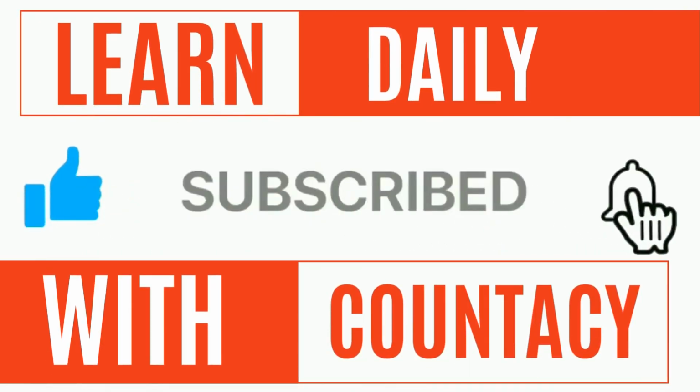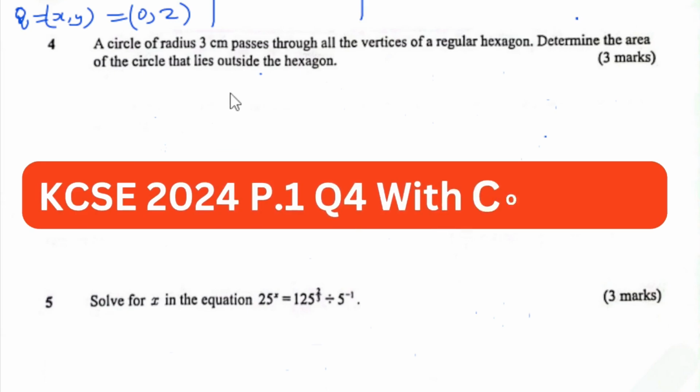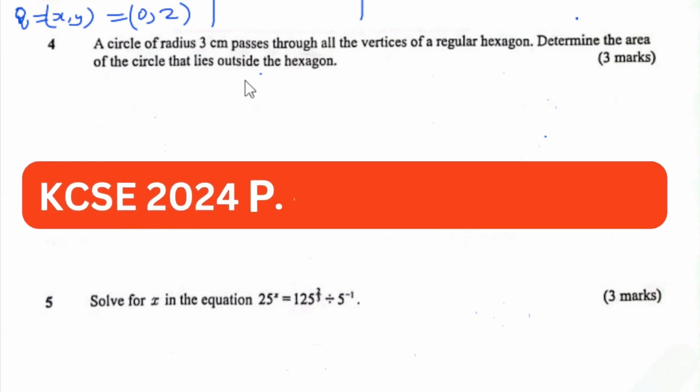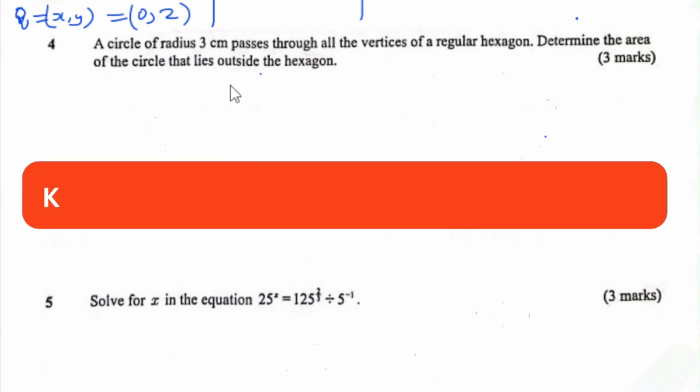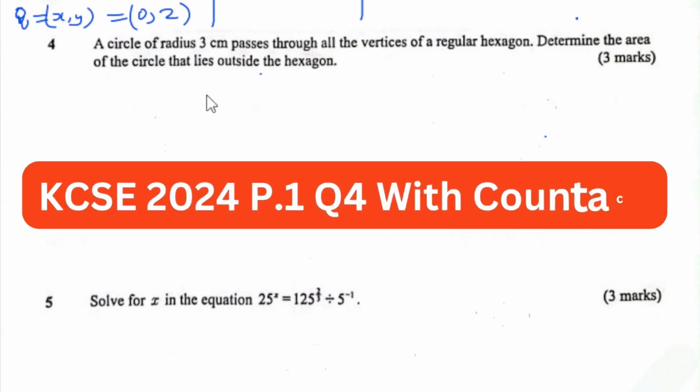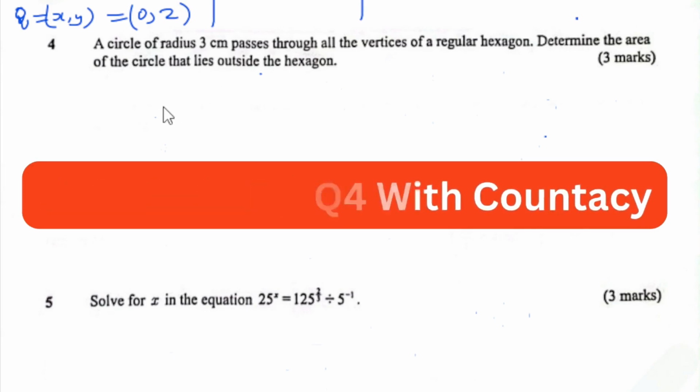Question 4. A circle of radius 3 centimeters passes through all the vertices of a regular hexagon. Determine the area of the circle that lies outside the hexagon. That is question 4 of the KCSE 2024 paper 1.